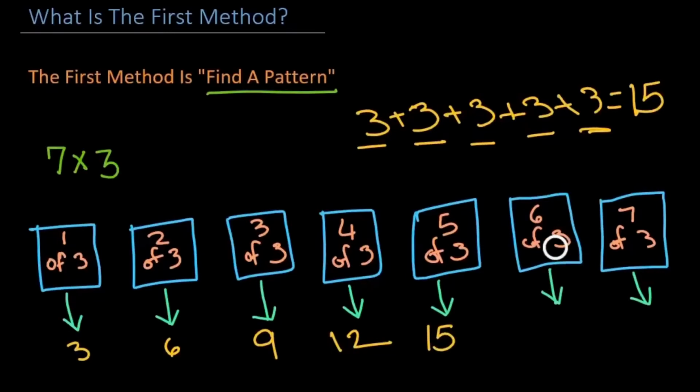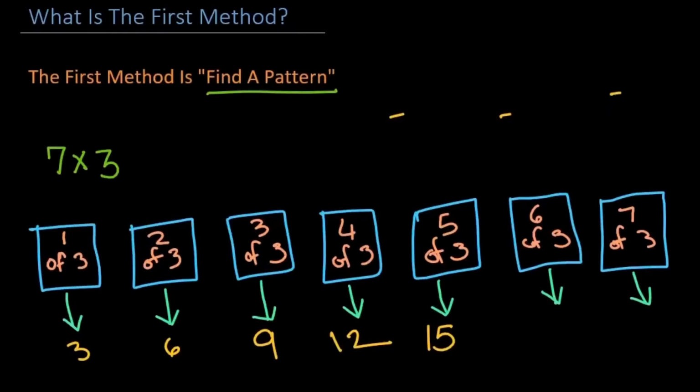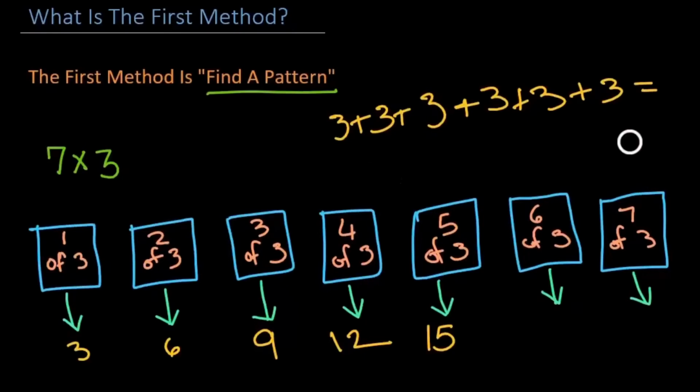Next, we have 6 groups of 3. So let me just erase all of this. We have 6 groups of 3. That means it's 3 plus 3 plus 3 plus 3 plus 3 plus 3. Now we need to count, or else there's a high chance that we might get the answer wrong. So we have 1, 2, 3, 4, 5, 6 groups of 3. So 6 times 3, or 6 groups of 3, 3 plus 3 plus 3 plus 3 plus 3 plus 3, is equal to 18. So this is 18.